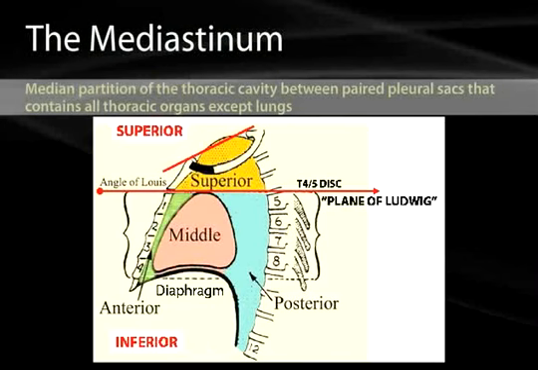When we look at the mediastinal components, it's a good reminder to get an idea of where all of these things are. You have the angle of Louis and the plane of Ludwig, which will come across at the T4-T5 disc. Above that there's a superior mediastinum, and below that there's going to be the inferior, which is divided up into the anterior, middle, and posterior.